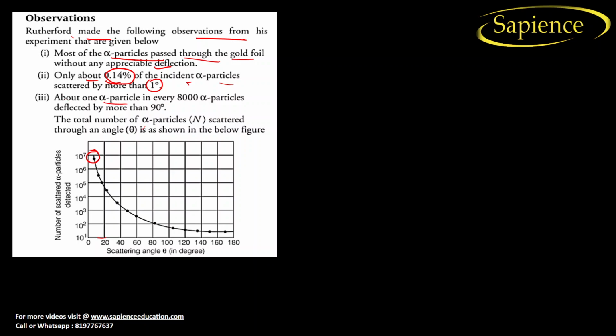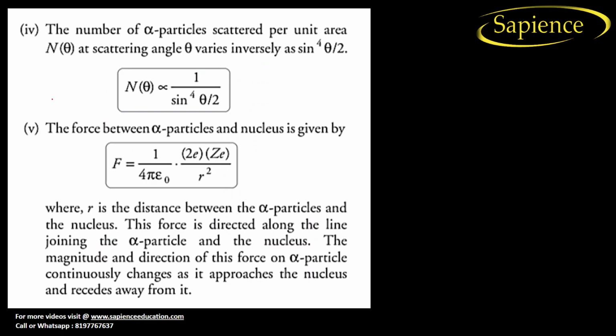About one alpha particle in every 8000 gets deflected by more than 90 degrees. The total number of alpha particles scattered through an angle theta is shown in the figure. From this you can see that as the angle increases, the number of particles scattered decreases. The number of alpha particles scattered per unit area, N(theta), at a scattering angle theta varies inversely with sin to the power 4 of theta by 2.